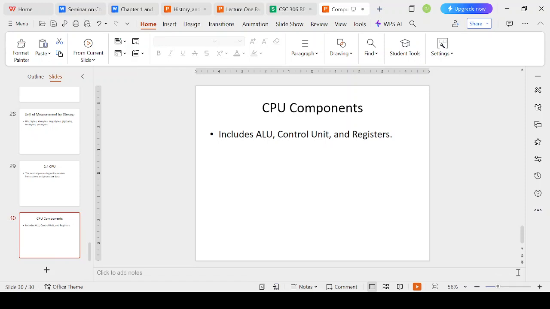So these are the basic hardware components that we are going to look into in this class today.